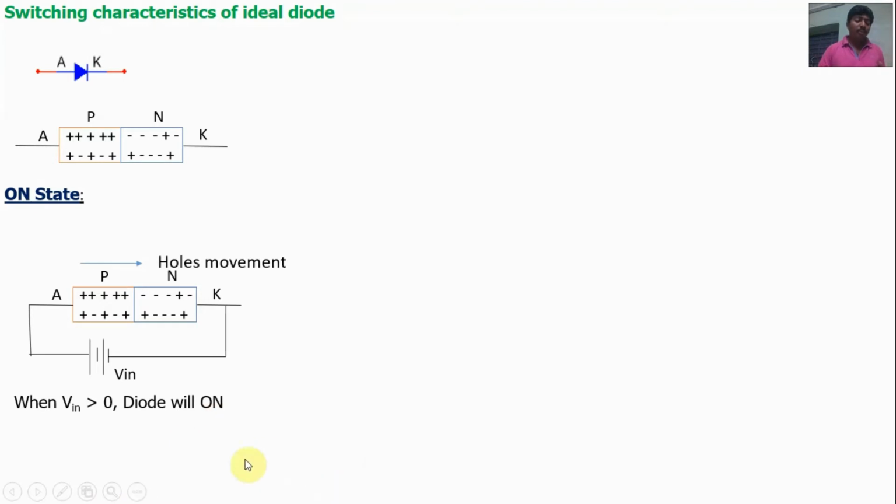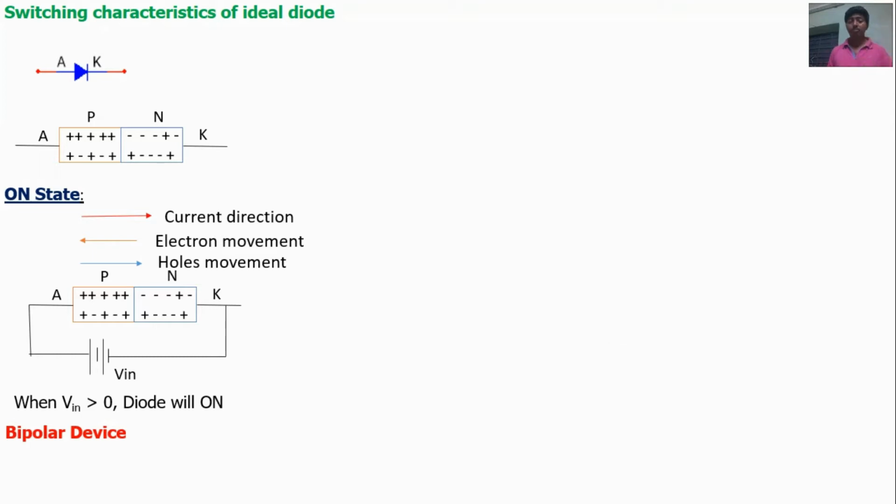Now, when Vin is greater than 0, the positive charge repels the holes. So the holes will move from P-type material to N-type. The negative charge repels the electrons, so the electrons will move from N-type to P-type. Now the conduction will happen. Current direction is the holes' direction, opposite to the electron direction, so the current will always move from anode to cathode.